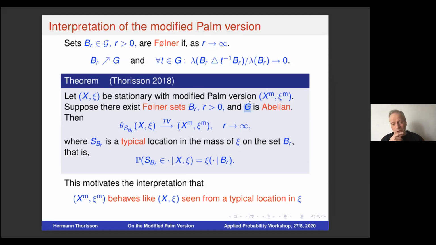And here comes a terrible restriction. I am forced to assume that the group is abelian. I would like to get rid of it. I don't know how. Maybe it's not even true then. Let's see what the statement is here.